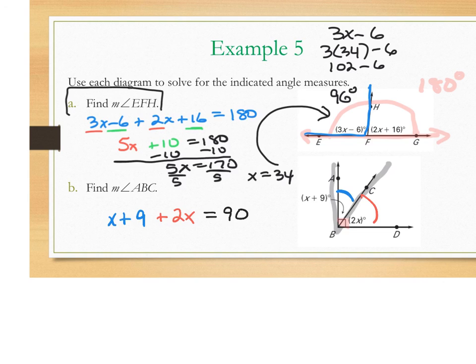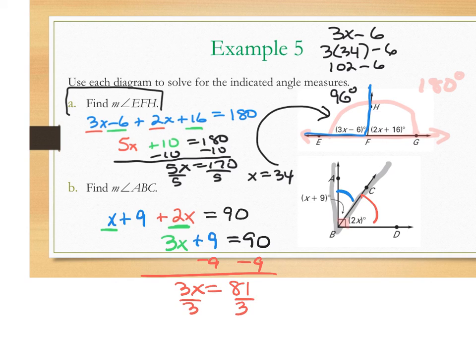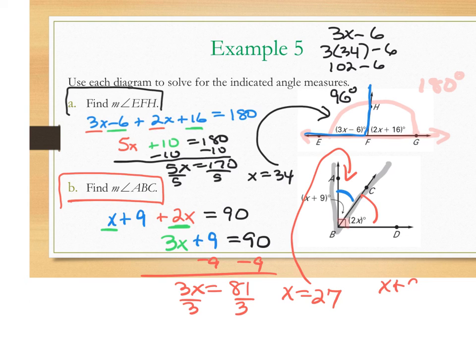I'm going to add my like terms. X plus 2x gives me 3x. Still have the plus 9 equals the 90. I'm going to move the 9. 3x equals 81. Divide by 3, and x equals 27. Again, it did not ask for x, it wants ABC. ABC is right here. It's x plus 9, 27 plus 9, and I get 36. So ABC equals 36 degrees.